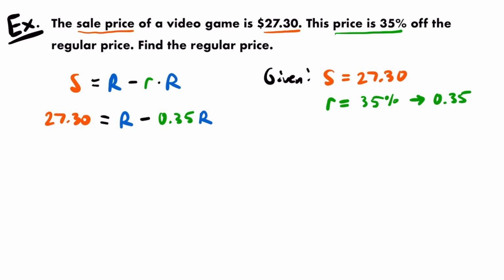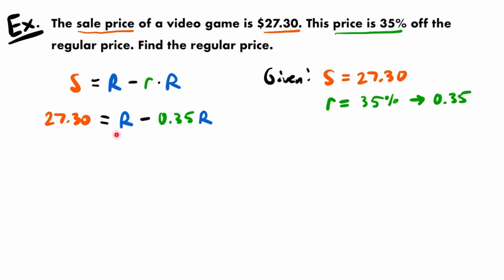Our goal now is to isolate that variable R, and that will give us the regular price. All right, but now notice that we have two terms here that involve that variable R. Those would be like terms, so we can combine their coefficients, right? This term with R has a coefficient of 1, and this term with R has a coefficient of negative 0.35. So we can combine those coefficients, add them together, and just have one term involving that variable R. All right, so we need to take 1 and add it to negative 0.35, or really you could think of it as 1 minus 0.35.